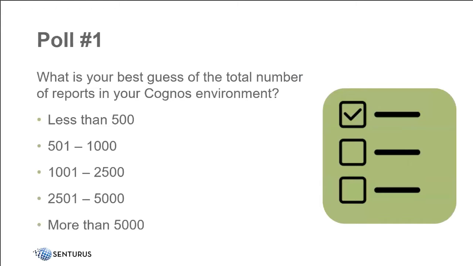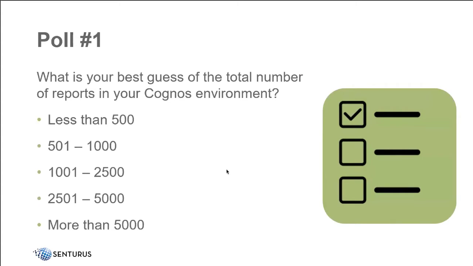Before we launch into the real details of today's presentation, I just want to run a couple of quick polls to understand where everybody is at. Our first poll is, what is your best guess of the total number of reports in your Cognos environment? Got less than 500, all the way up to more than 5,000. I've got a bunch of answers coming in here so far. It looks pretty well distributed across all of those options. I'll keep it open for a little while.